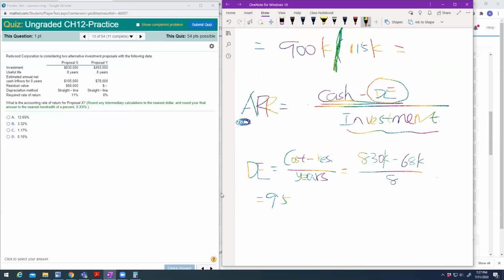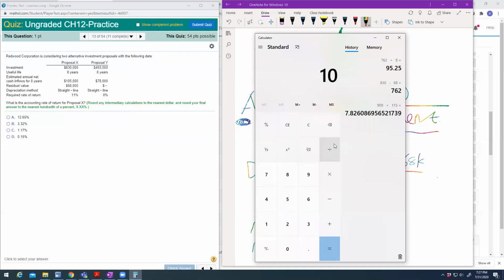And then your cash minus depreciation expense. Your cash is 105. So it's 105 minus 95 gives me 10. And then we use this 10 to divide it by 830,000 investment, right? So you have 10 divided by 830. You get, oh goodness, you get what? You get 1.20.